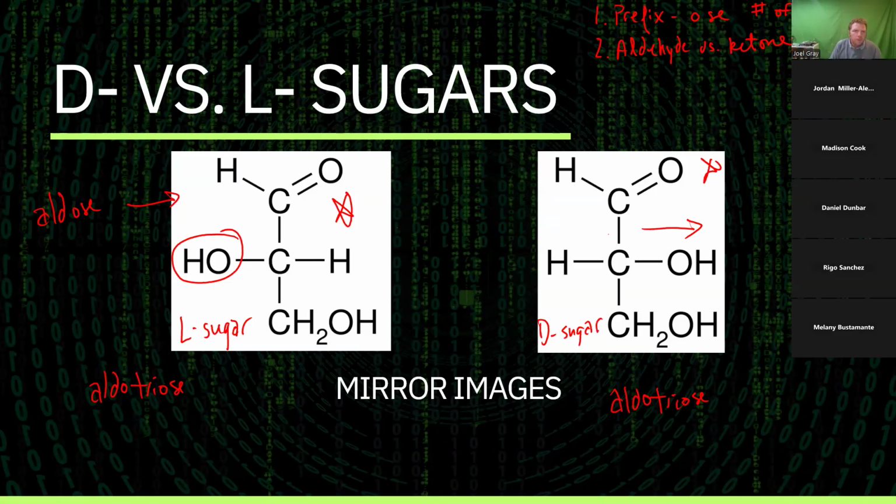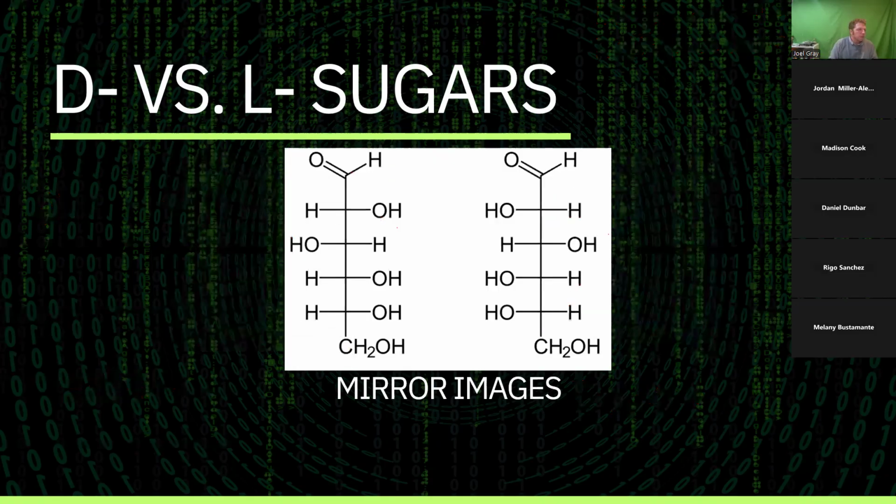If you remember R and S in organic chemistry, you might also remember D and L forms of molecules. There's dextrorotary and levorotary, and it's basically how this molecule responds to polarized light. So on the left-hand side, we've got an L aldotriose, and on the right-hand side, we've got a D aldotriose. Now, these two sugars are mirror images of one another. So here, let's go ahead and work through this.